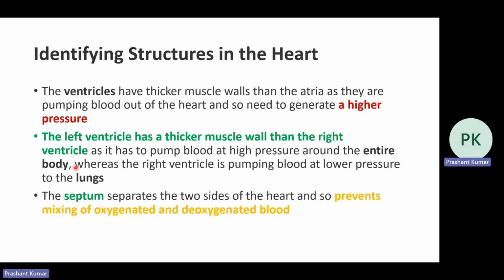Your heart is really doing a tremendous job to send oxygenated blood to each and every part of the body. Whereas the right ventricle is pumping blood at a lower pressure because the lungs are near. They don't have to send blood throughout the body. The destination is near, that's why there is low pressure. And obviously the septum separates oxygenated and deoxygenated blood, so it prevents mixing.